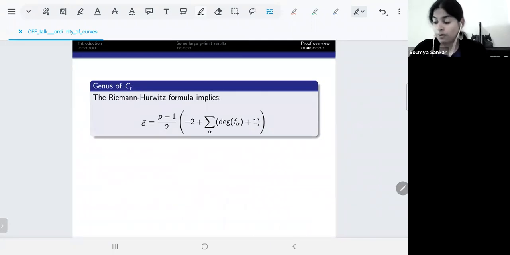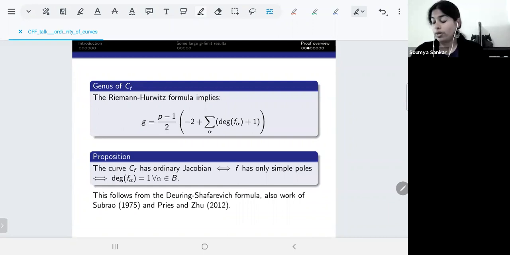And so the Riemann-Hurwitz formula implies that the genus is given by this quantity, where you have (p-1)/2 times this whole thing. And notice here that this doesn't depend on the locations of the poles, right? It doesn't matter what these alphas are, it's uniform in these alphas.